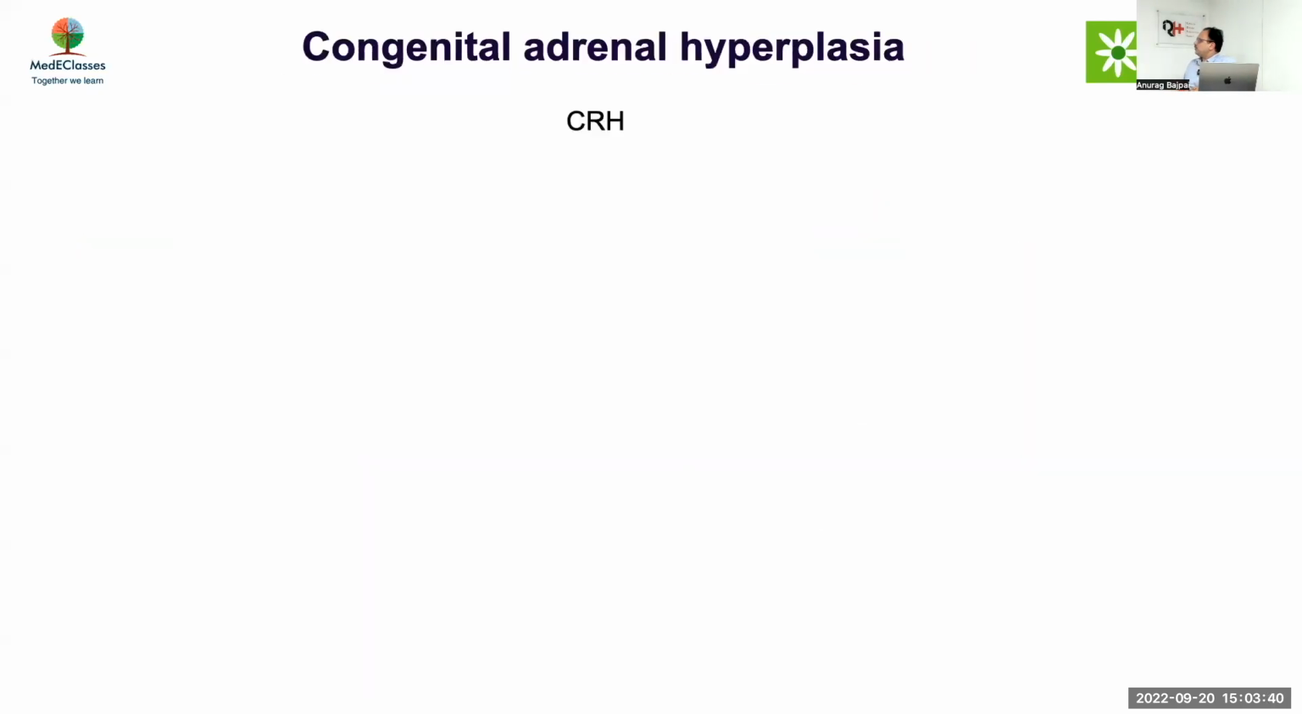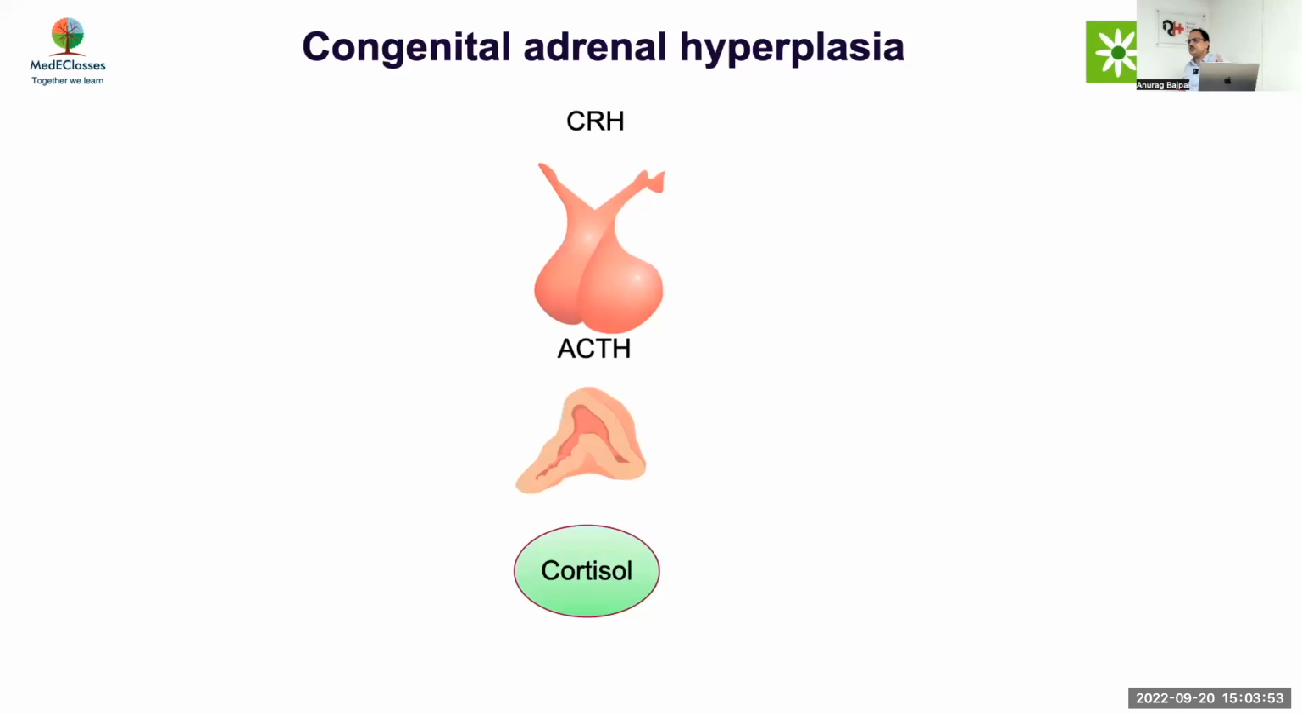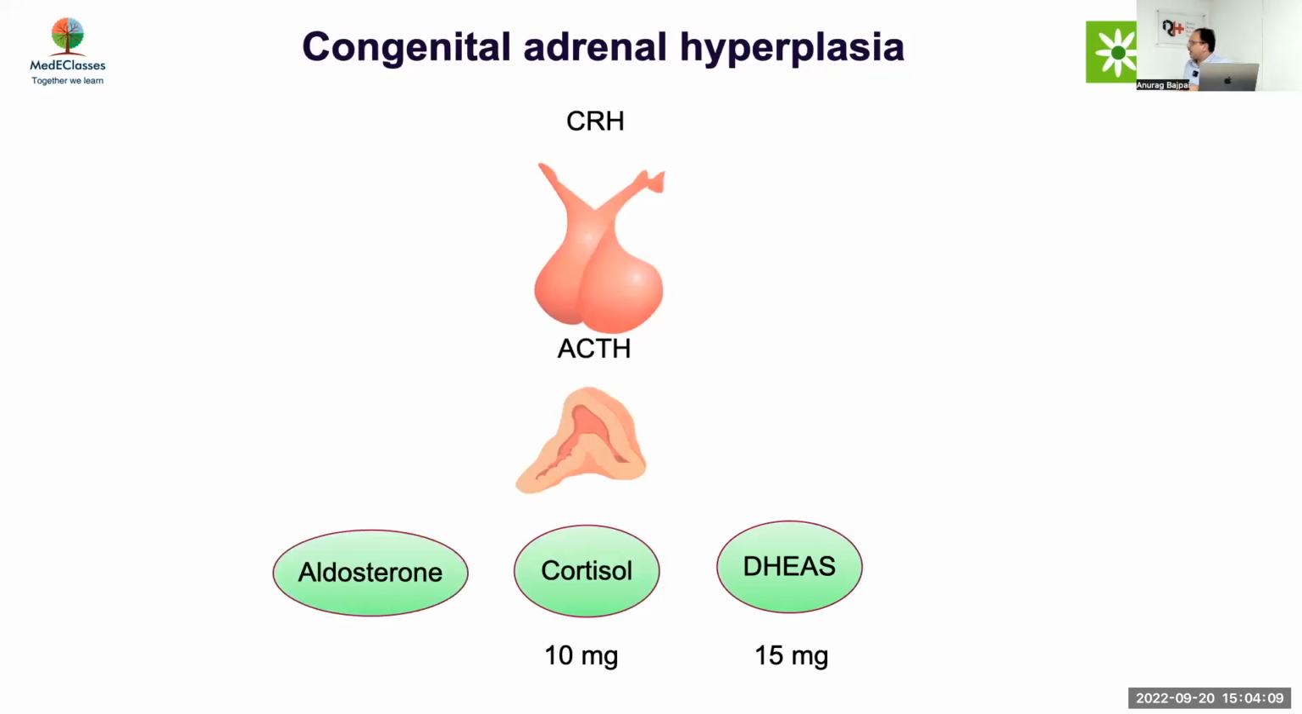So as discussed, when we talk about CAH, we know that the overall process is regulated via the hypothalamic corticotropin releasing hormone, which regulates ACTH, which regulates adrenal production. Now, there are three specific adrenal hormones. Cortisol is produced at around 10 milligrams; we can say 6 to 8 milligram per meter square per day is the usual endogenous production rate of cortisol. DHEAS is the most abundant steroid, around 15 milligrams. And we have aldosterone, which is 0.1 milligram.